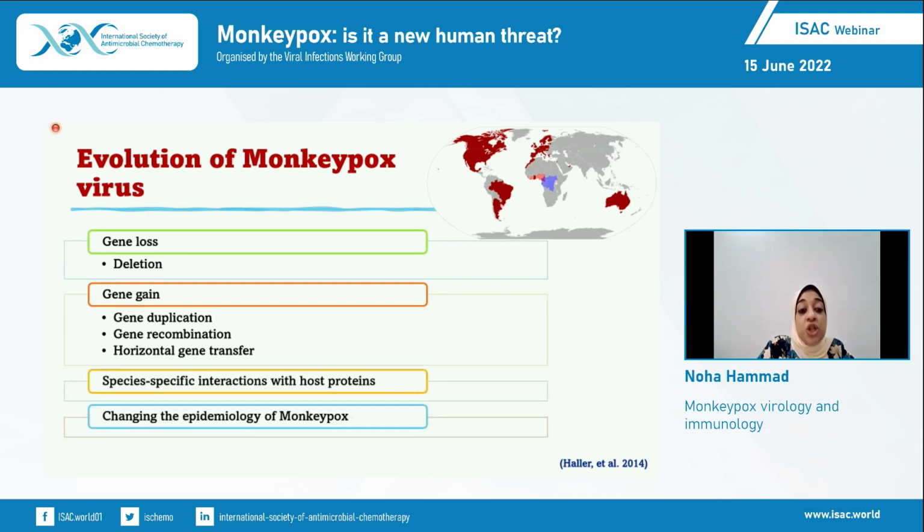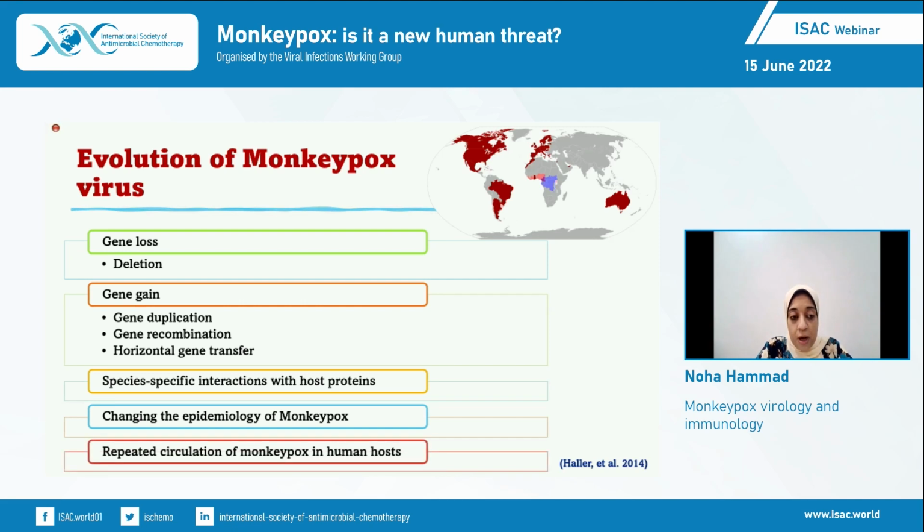The changing epidemiology of monkeypox has been linked to genetic evolution of the virus. However, the repeated circulation of monkeypox in human hosts favors the emergence of new strains and newly adapted human pathogens. All these mechanisms play prominent roles in determining the virus host range and the sustained human transmission observed in the current outbreak.